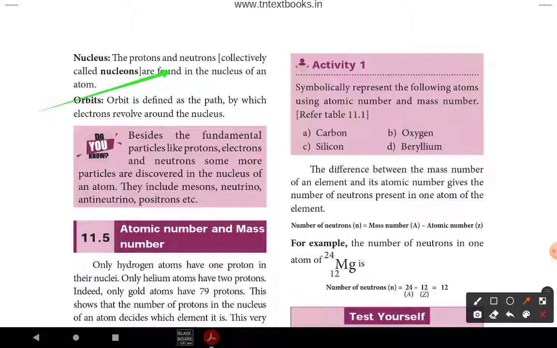Okay. Then we have the orbits. What is an orbit, children? An orbit is defined as a path by which electrons revolve around the nucleus. So the path around the nucleus in which the electrons are revolving is called an orbit.